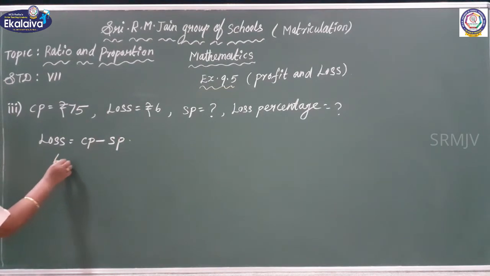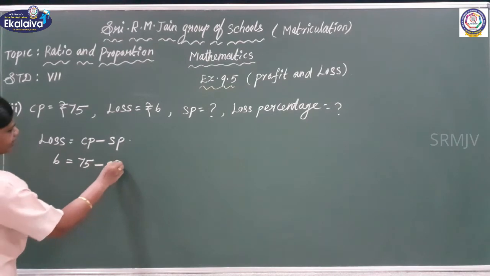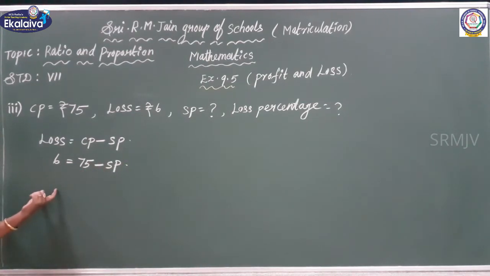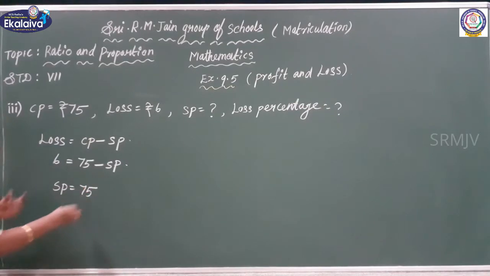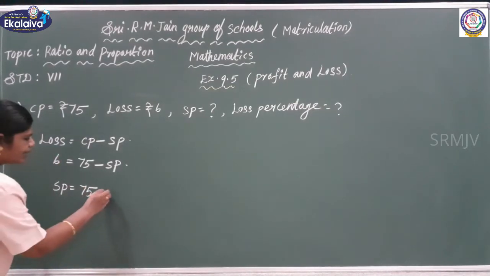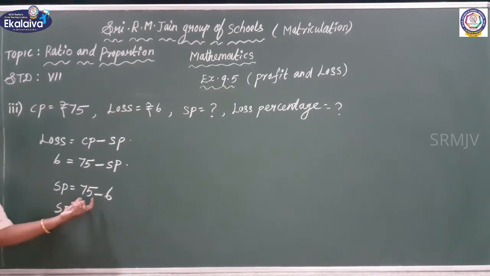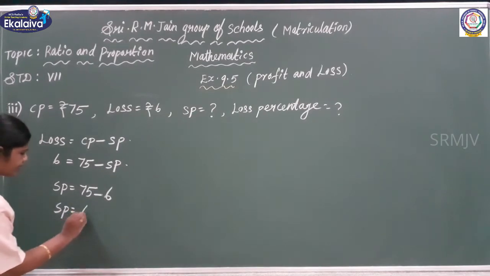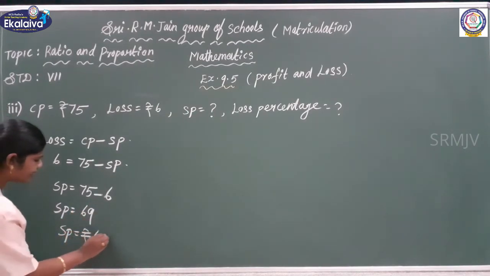Loss equals 6, cost price 75 minus selling price. Just transfer this selling price to this side, so the negative becomes positive. So selling price equals 75, and this plus 6 changes to minus 6. So selling price equals 75 minus 6. 75 minus 6, what will you get, children? 69. So selling price equals rupees 69.